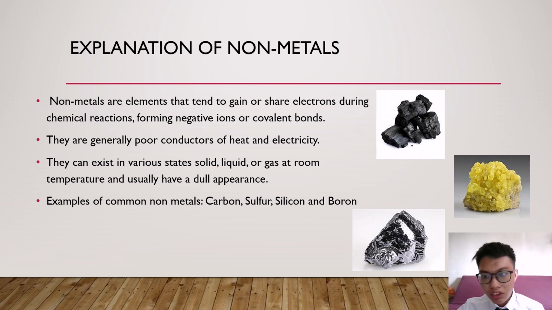So next, we have talked about the metals and now it is non-metals. What are non-metals? Non-metals are elements that tend to gain or share electrons during chemical reactions, forming negative ions or covalent bonds. They are generally poor conductors of heat and electricity. They can exist in various states, solid, liquid, or gas, at room temperature and usually have a dull appearance. Examples of common non-metals are carbon, sulfur, silicon, and boron.